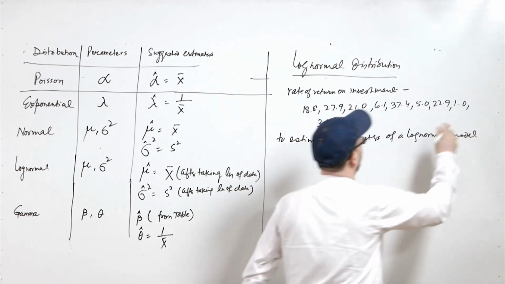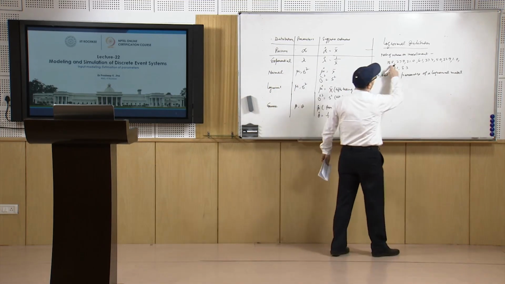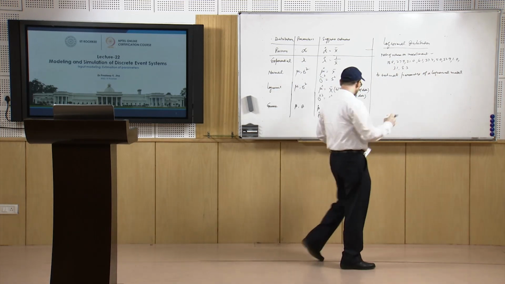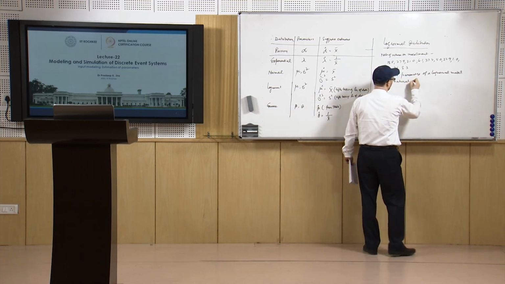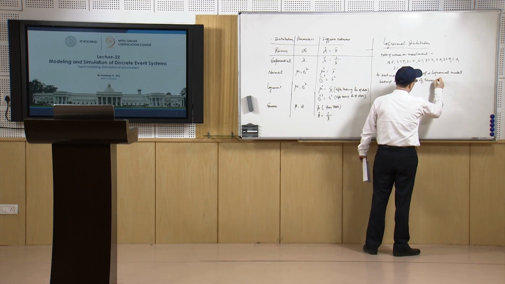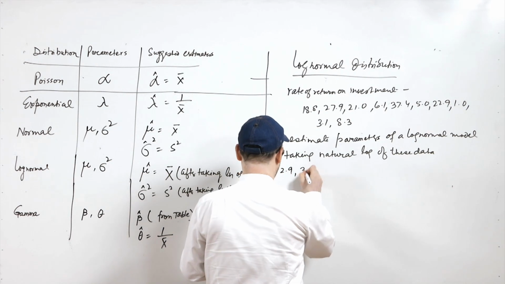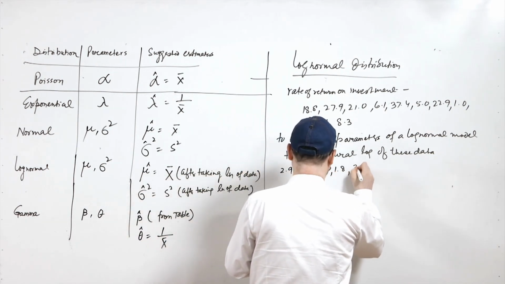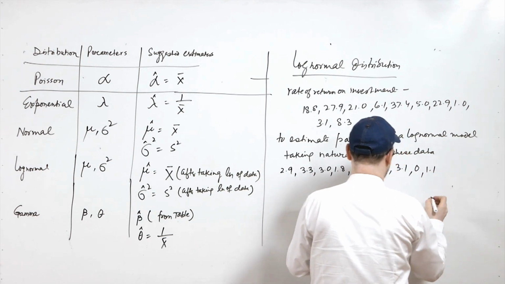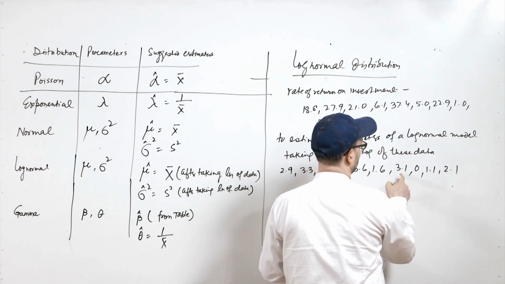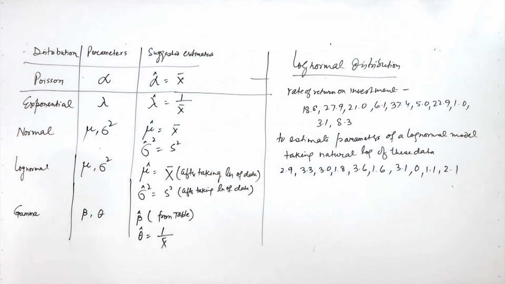What we do is we get mu and s square, but for that we have to take the ln of all the data. So, taking the natural log of these data, we will have the values. If we take the natural log of this data, it will be something like 2.9, 3.3, 3, 1.8, 3.6, 1.6, 3.1, 0, 1.1 and 2.1. When the value is 1, it is 0 here. This is the natural log, ln, of these numbers.